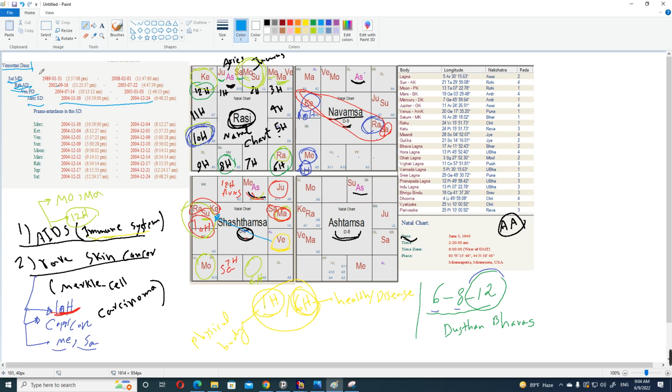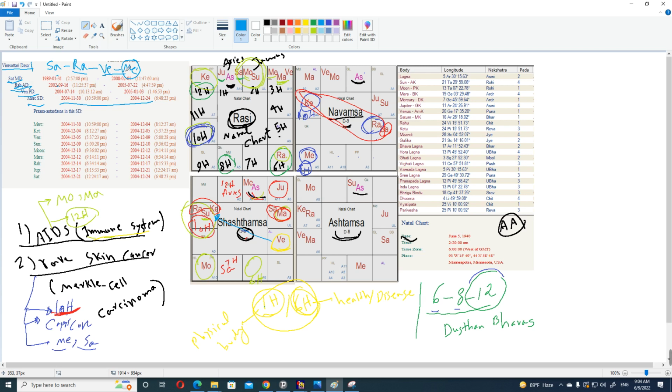His death happened in the Saturn main period, Rahu sub period, Venus Antara, and Mercury Sukshma. These are smaller divisions of Saturn. You divide it into the first, second, and third part until you reach the most accurate date for the event.